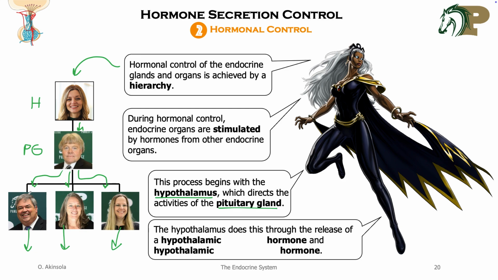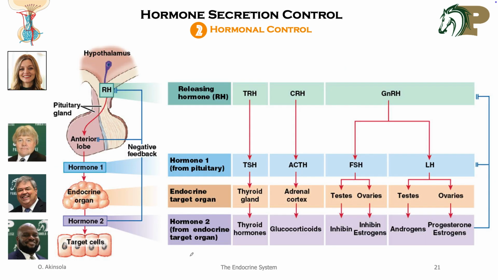The hypothalamus will do this through the release of what we call hypothalamic releasing hormone and a hypothalamic non-releasing hormone. You can think of a hypothalamic non-releasing hormone as a hypothalamic inhibiting hormone. Those two terms would be one and the same, okay?